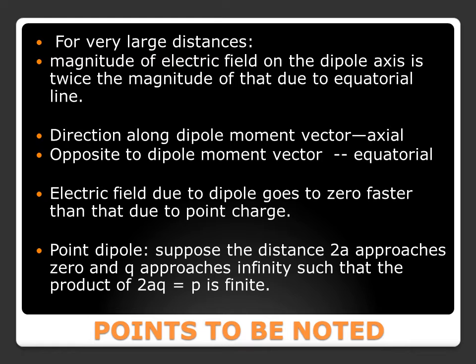Next, the electric field due to a dipole goes to 0 faster than that due to a point charge. Next, you have the definition of a point dipole. What is the meaning of a point dipole? Suppose the distance 2a approaches 0 and q approaches infinity, such that the product 2aq, which is equal to p, is finite. Then you call such a dipole a point dipole.